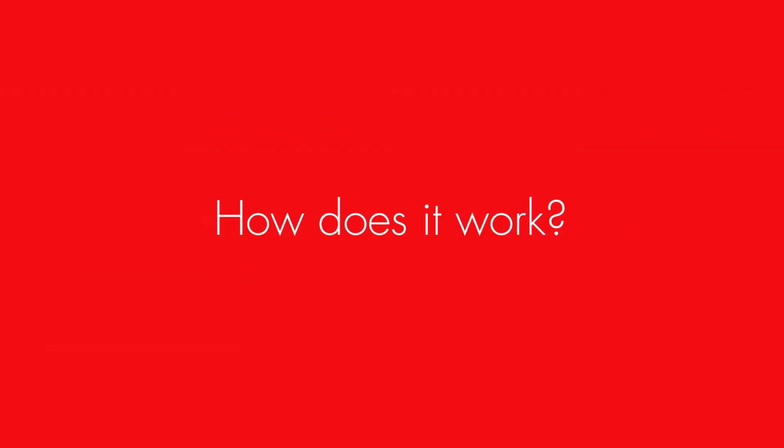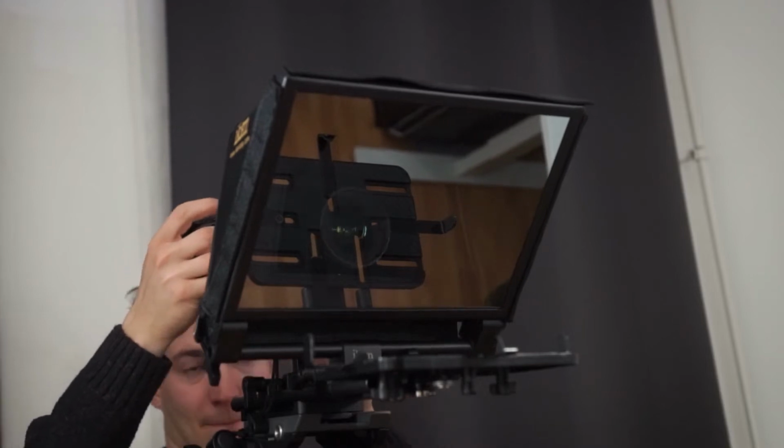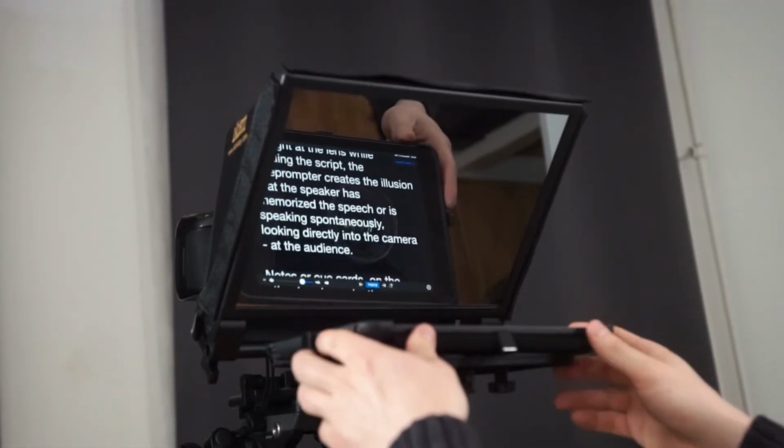How does it work? The screen is put in front and usually below the camera lens, and the words are reflected to the eyes of the presenter using a sheet of clear glass. To make it work, the text must also be mirrored.